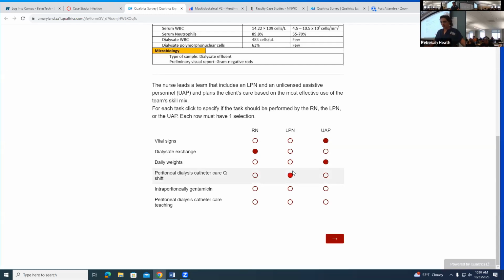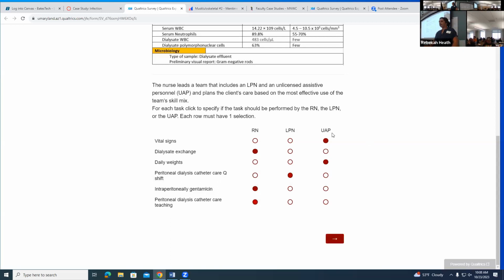Intraperitoneal dialysis or gentamicin. That's the RN. The RNs are usually the ones that are actually doing the exchange, any medications that go in there. Peritoneal dialysis catheter care teaching. It's actually the RN for that one. All right, good job, you guys.